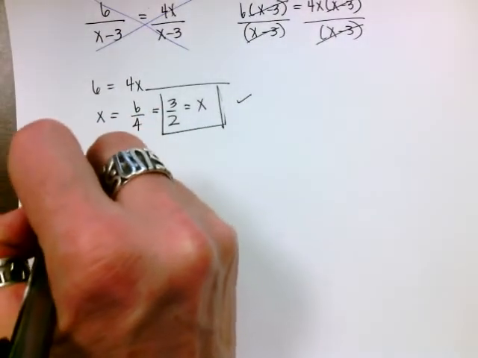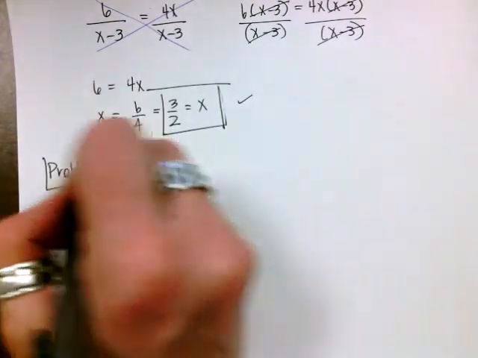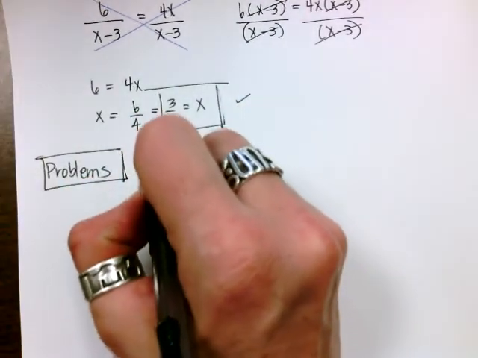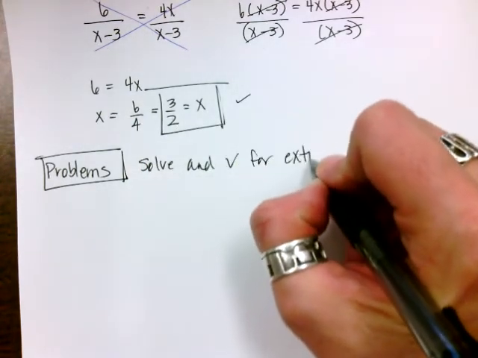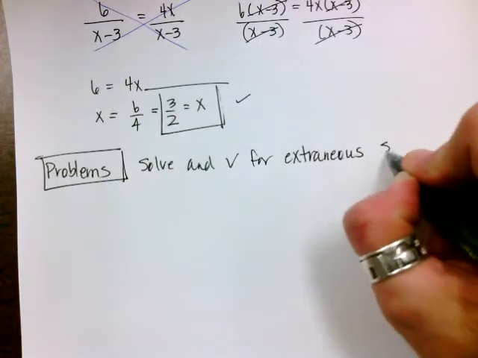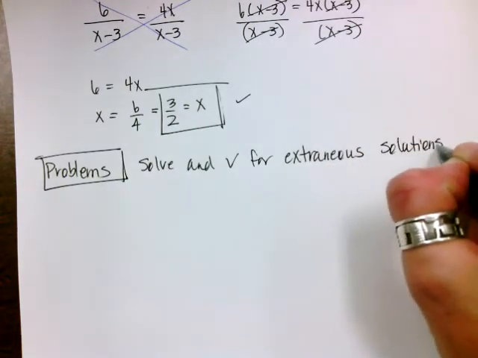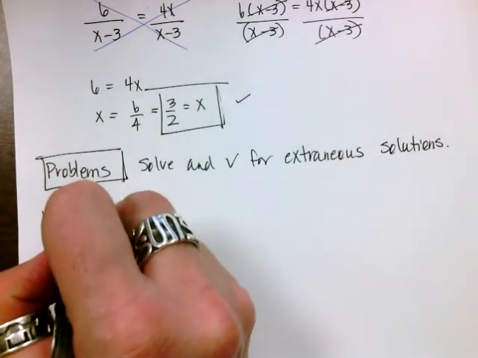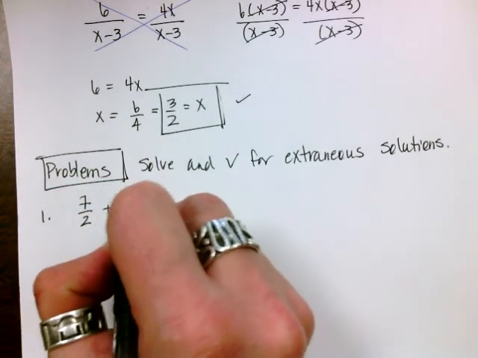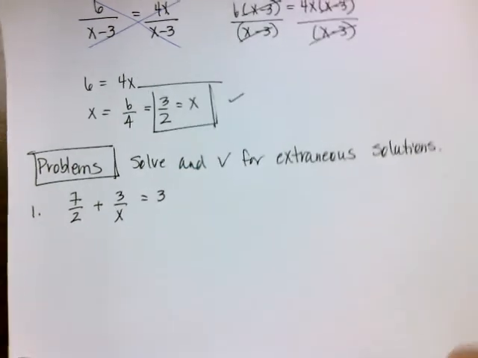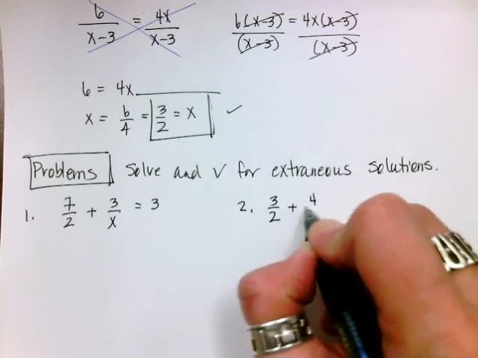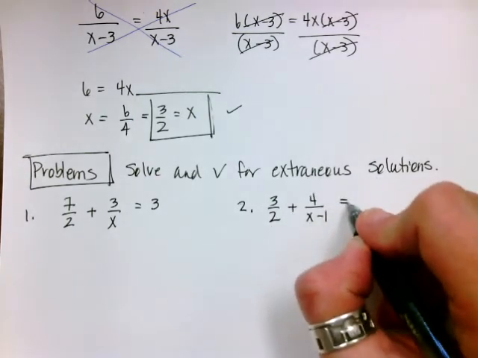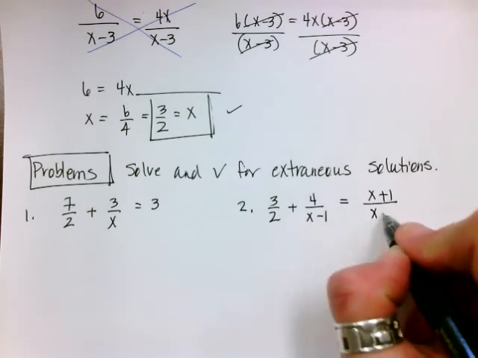All right, now let me give you your problems. I think they'll fit on the bottom of this page. Okay, they're all going to say solve and check for extraneous solutions. Okay, number 1 is going to be 7 over 2 plus 3 over x is equal to 3. Problem number 2, 3/2 plus 4 over x minus 1 is going to equal x plus 1 over x minus 1.